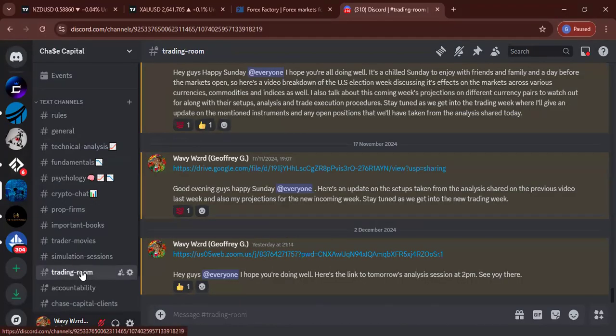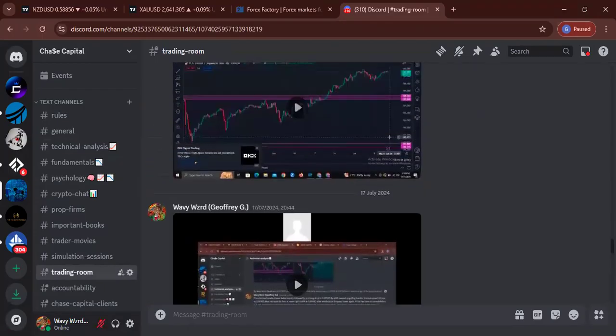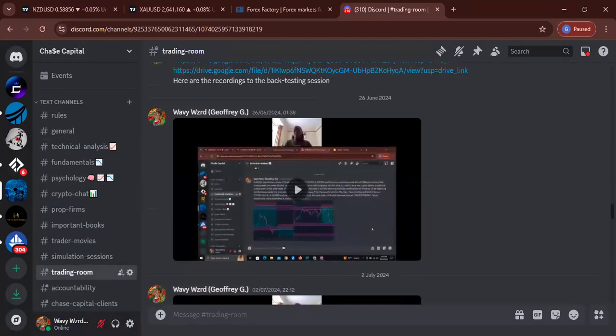In case you have setups, this segment here on the trading room on this Discord. So in case you have maybe setups that you want to share with everyone and stuff like that, feel free to be sharing them here on the trading room.